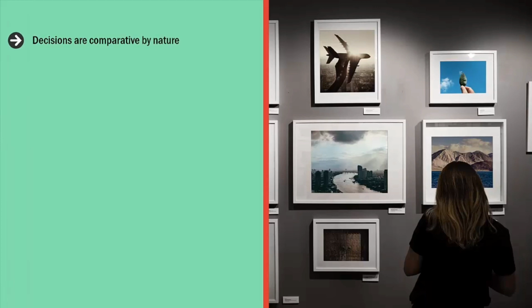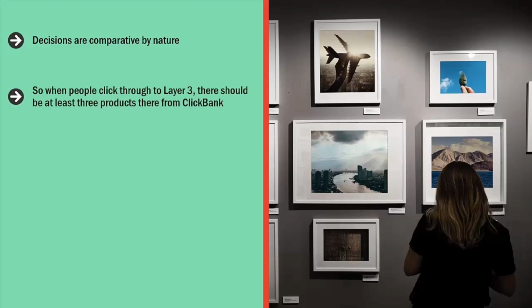Decisions are comparative by nature. We're always asking ourselves, compared to what? So give them that comparison. This is how you sell. So when people click through to Layer 3, there should be at least 3 products there from ClickBank. You break them down based on features, and then you make notations regarding how likely this specific option is going to help them solve their problem.